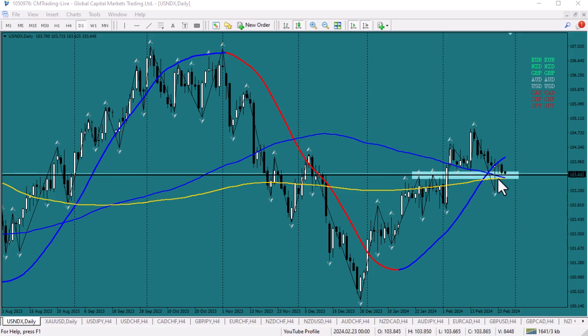But as long as we stay above the moving averages, above the structure, I will be bullish on the medium to long term. On the short term, I'm slightly bearish, but mostly neutral on the dollar.